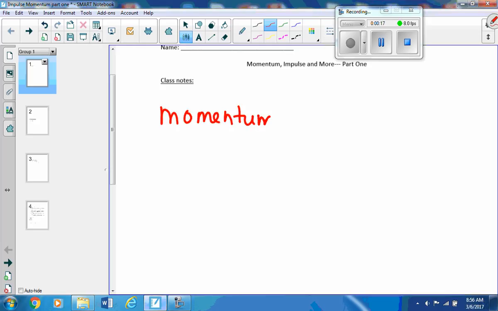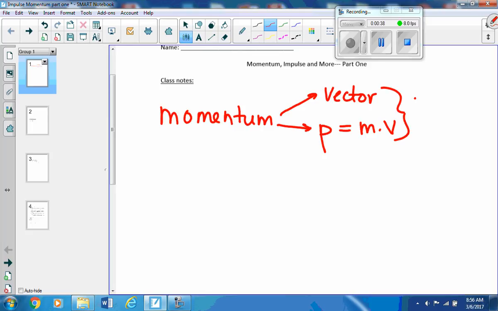Two big ideas here. One is it's a vector, so it requires direction. The second is that we have a formula for it. P is the symbol, and for a single object, it's its mass times its velocity. It's both these parts together that help, once again, in describing the motion of an object. So it's just one more way.